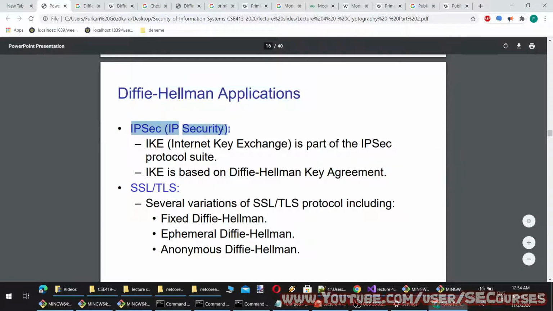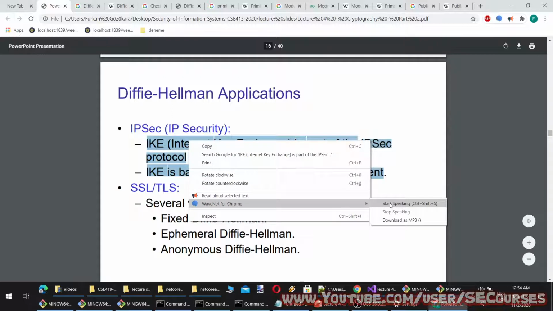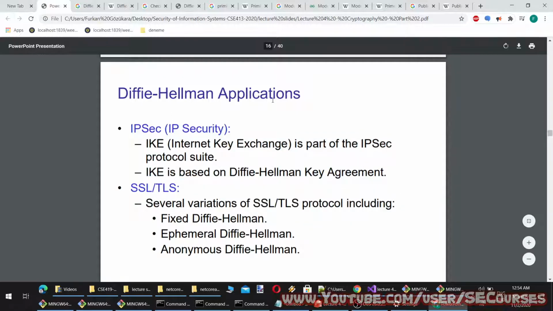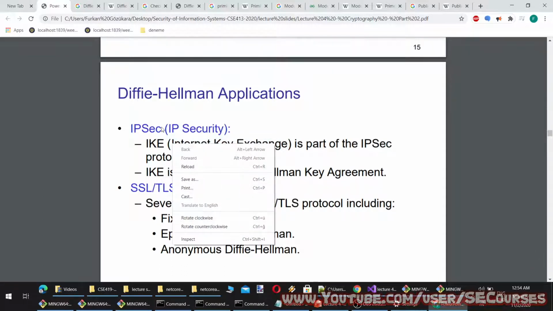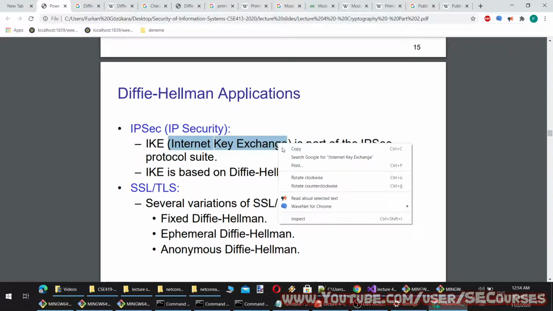Diffie-Hellman applications. IPsec, IP security. IKE, Internet Key Exchange, is part of the IPsec protocol suite. IKE is based on Diffie-Hellman key agreement. Okay, let's check this on Google.